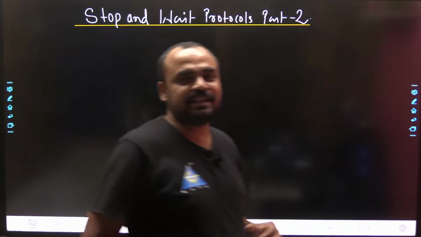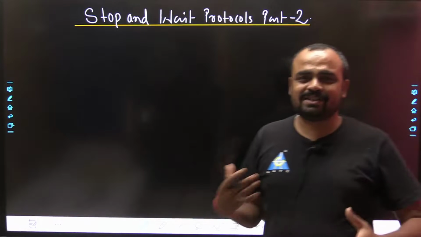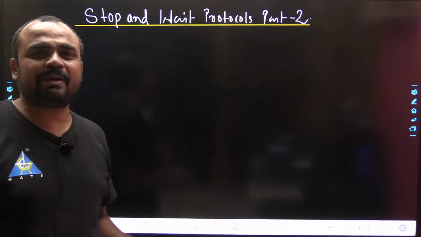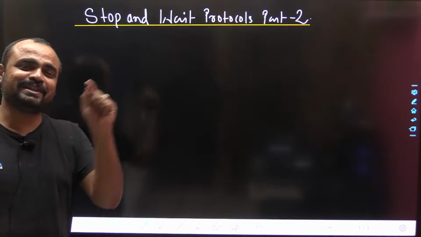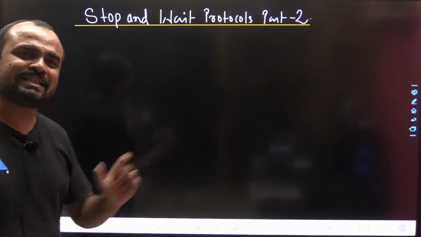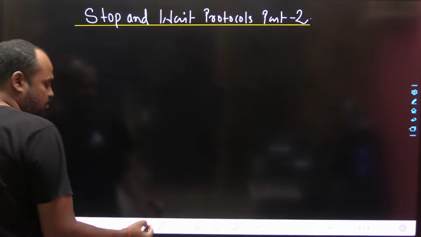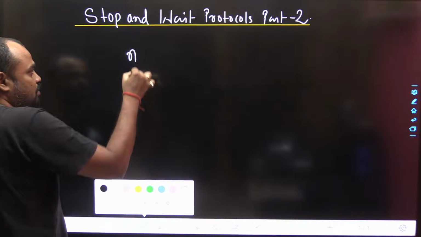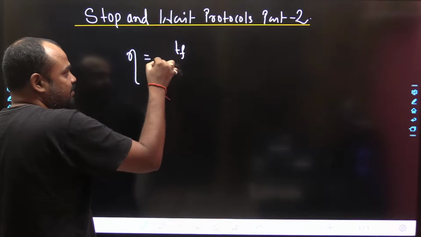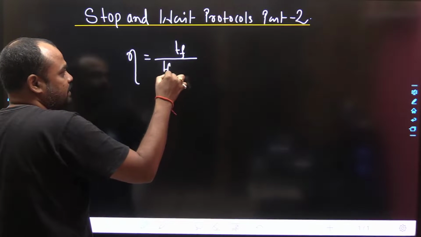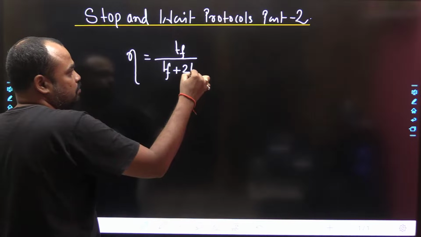So, my dear friends, in the last session, we have discussed the basic concept of the stop and wait protocol, where I have derived the formula for utilization of the network, or you can say the channel. Okay. So, in case of a stop and wait protocol, what is the utilization of the channel? That we have already calculated: TF upon TF plus 2 TP.